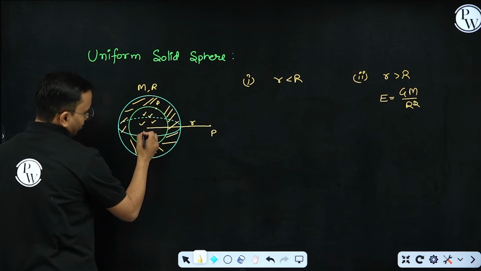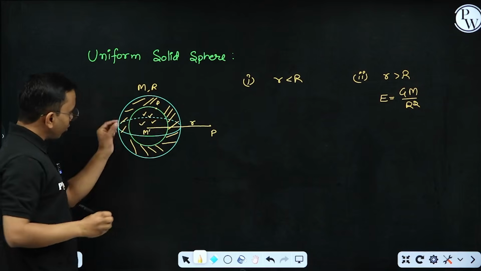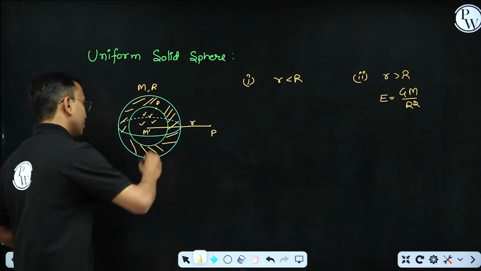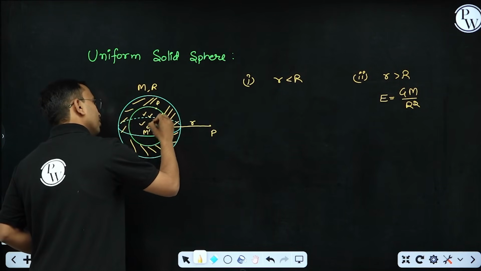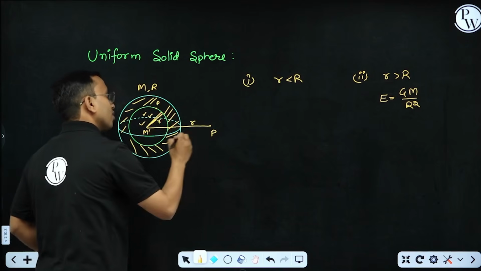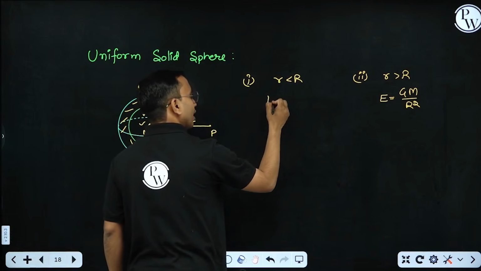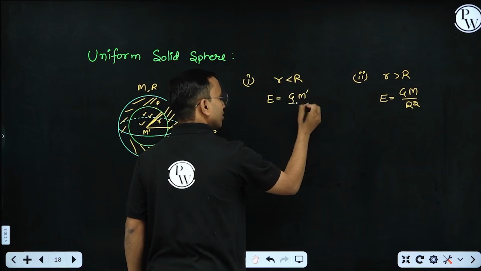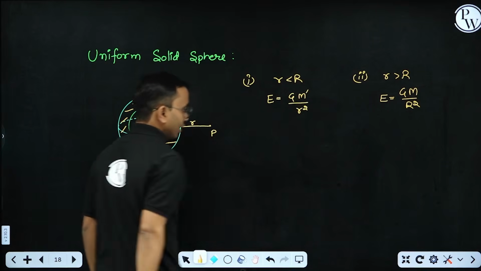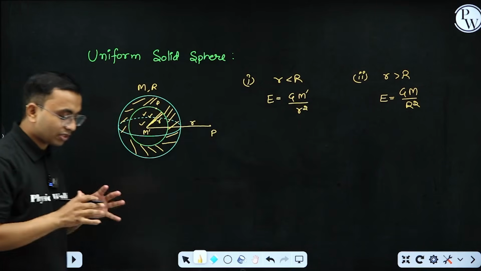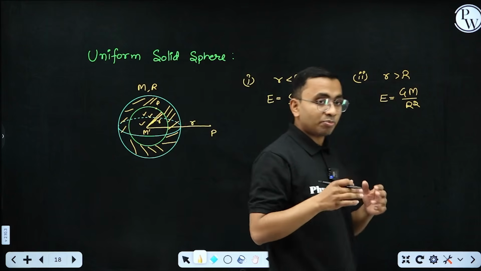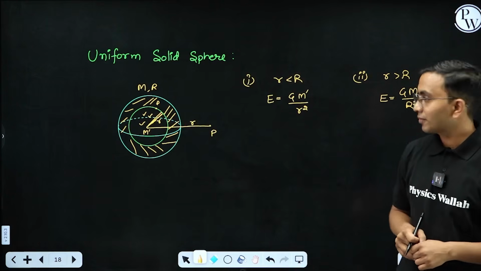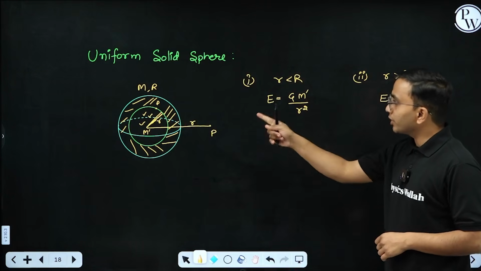If this mass is m dash, this point is on the surface of this sphere whose radius is r. So when I write the field there, it is G into m dash divided by r square. The point is on the surface, and on the surface of a sphere, the field is GM by r square. Now I need to put what is m dash.